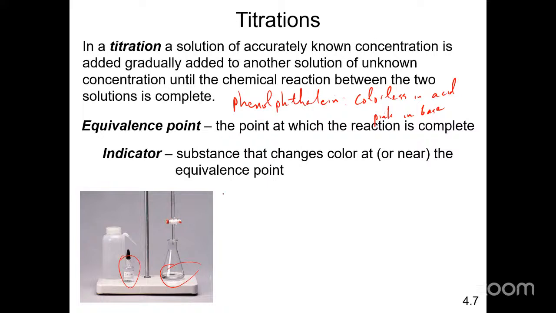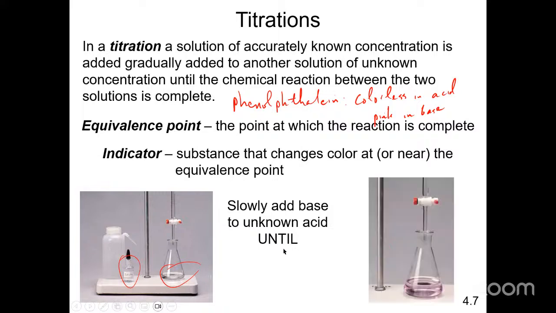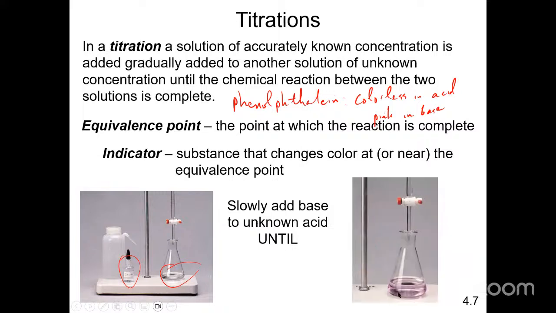And then what you're going to do now, once you have set up everything, you have your solution in the burette, the base that is, you have your acid in the flask, you add your 2 drops of your indicator. Then what you're going to do now is slowly add your base, right? Until the solution here becomes pink. When it becomes pink, that means that the solution has just turned basic, right?